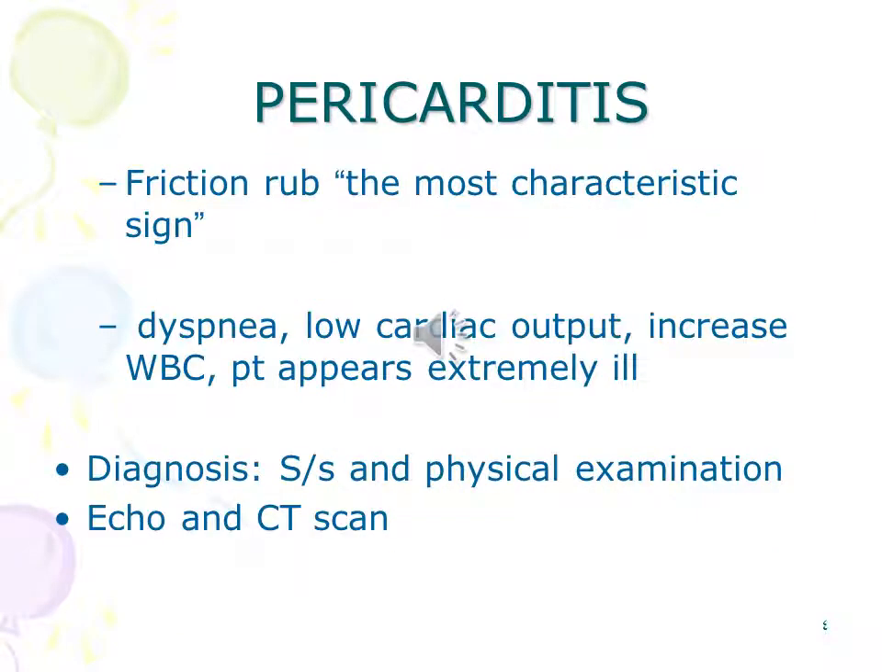Friction rub is the most characteristic sign in the physical exam during auscultation. Dyspnea, low cardiac output, increased white blood cells, the patient appears extremely ill. Diagnosis is through the signs and symptoms, physical exam, echocardiogram, and the CT scan, which is computed tomography scan.